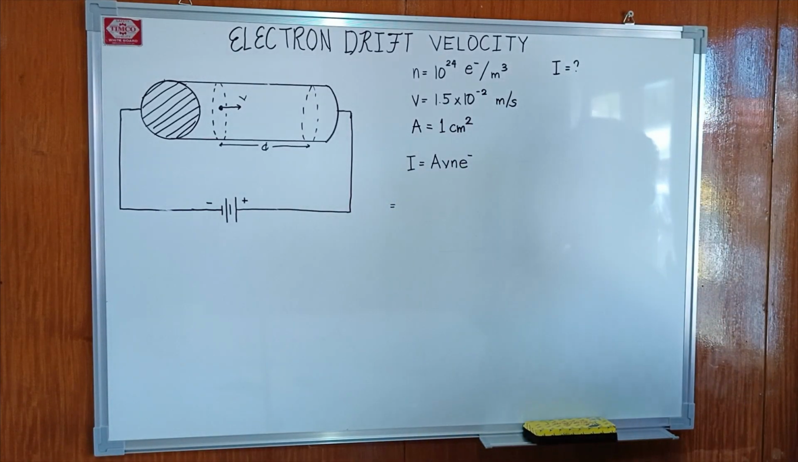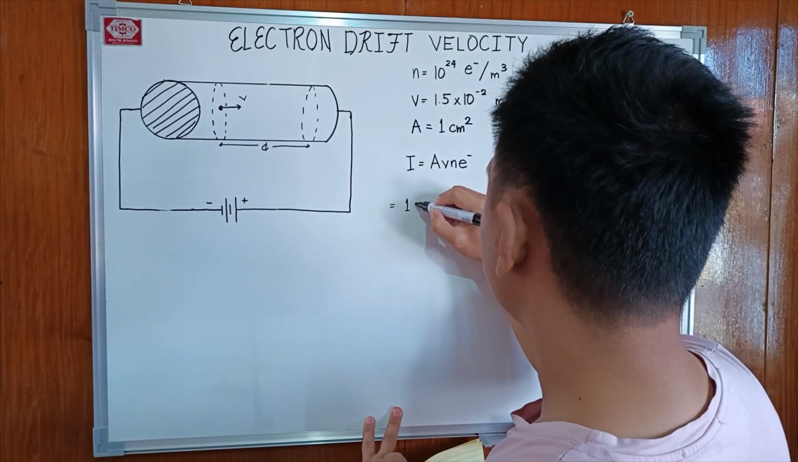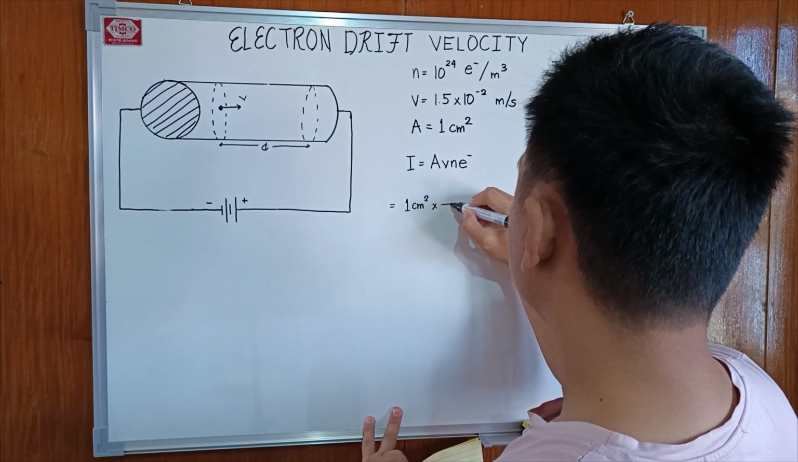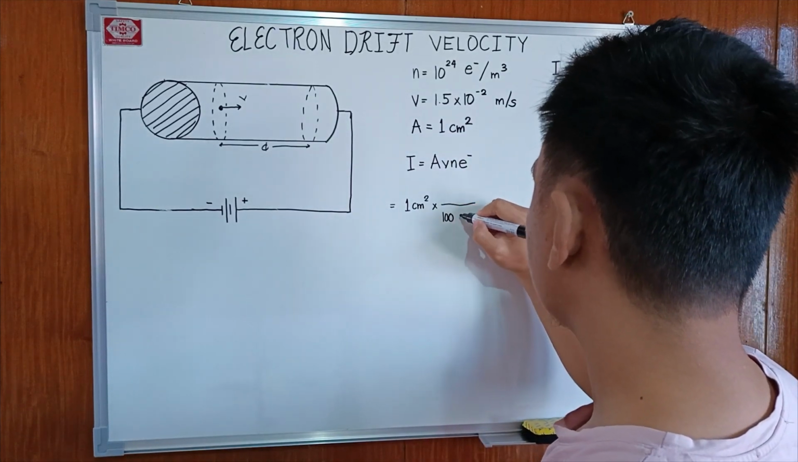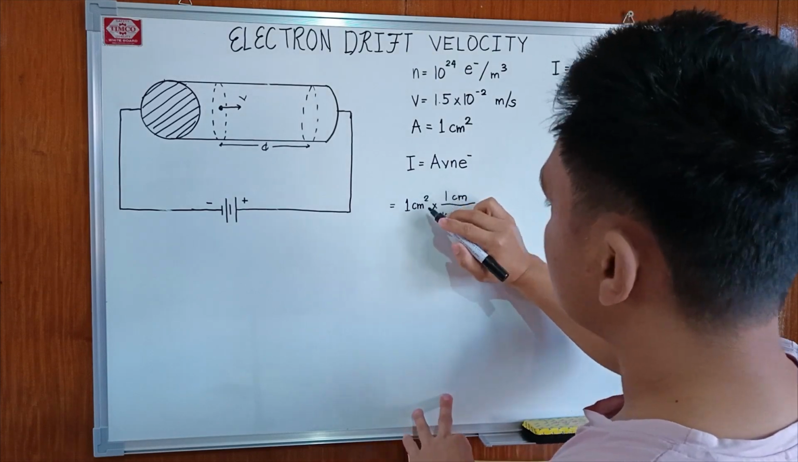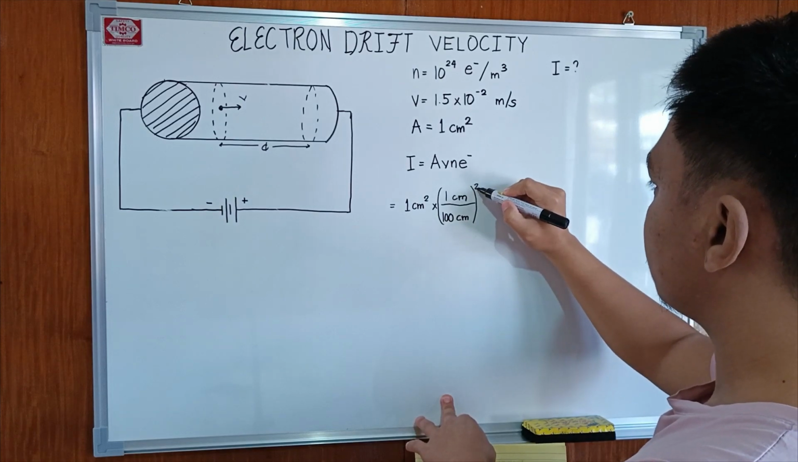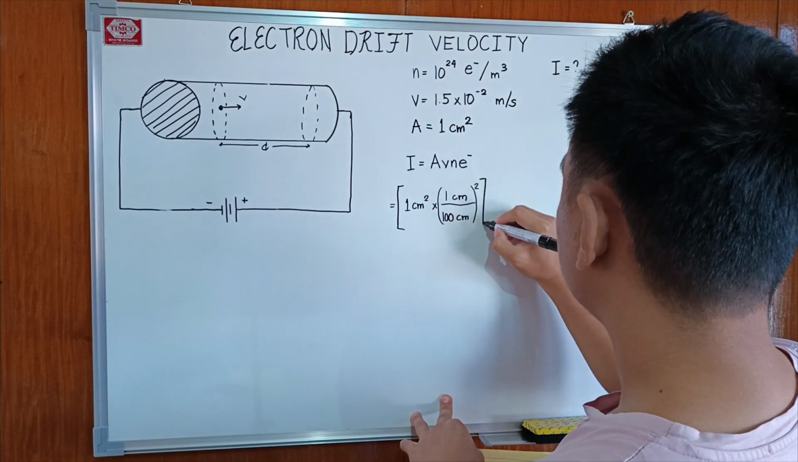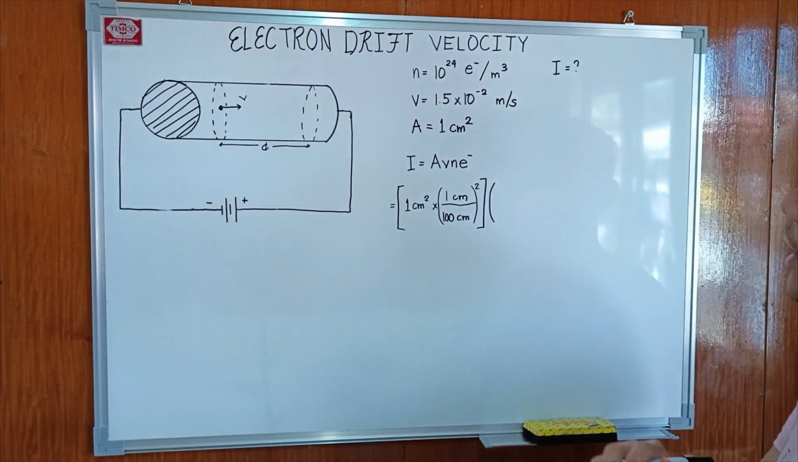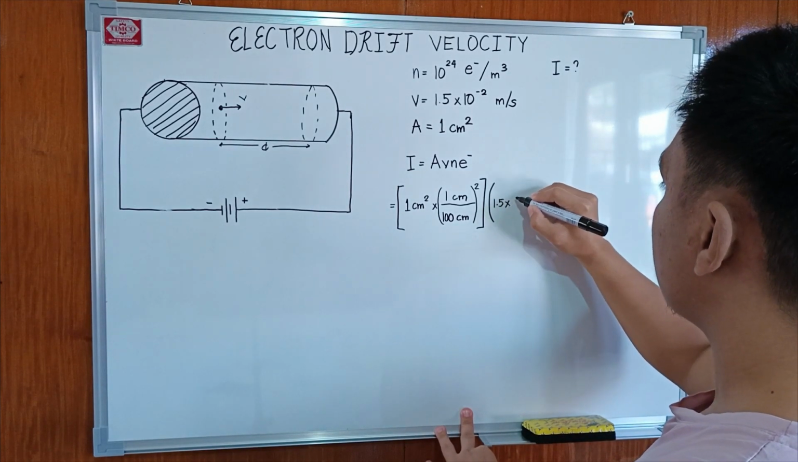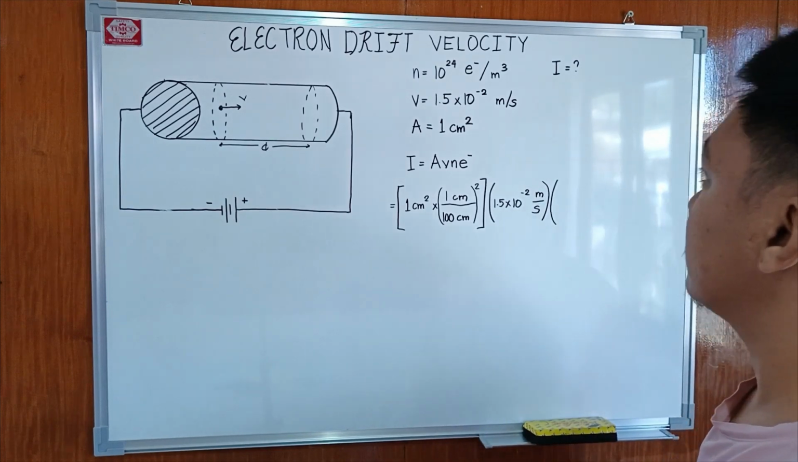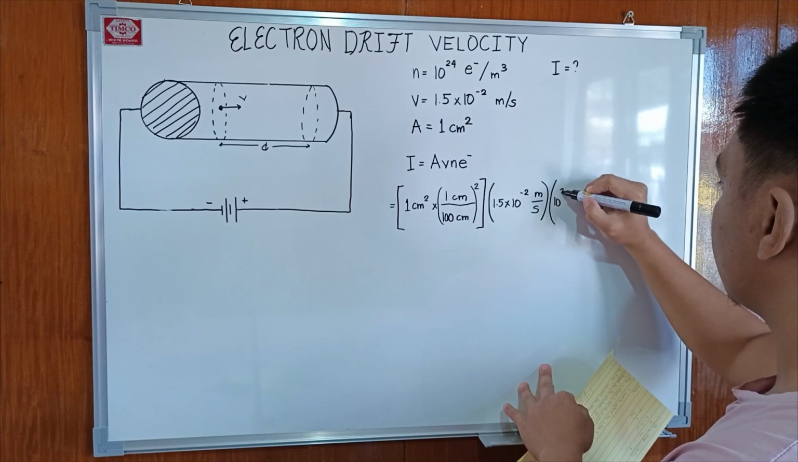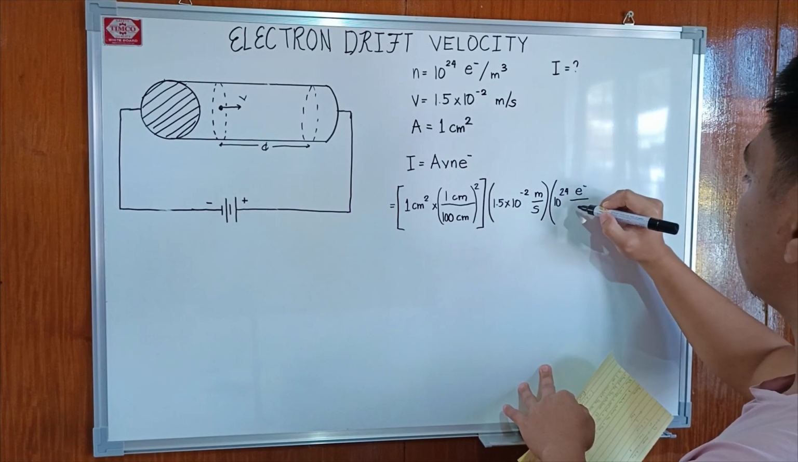So we will just input the values. Notice that the area is in square centimeters while the other units are in meters. So let's convert first. 1 square centimeter times, how many meters are there in one centimeter? 1 meter is 100 centimeters. Since it is squared, we square our conversion too. This will now be our area times our drift velocity, which is 1.5 times 10 raised to negative 2 meter per second, times our n, which is 10 raised to 24 electrons per cubic meter.